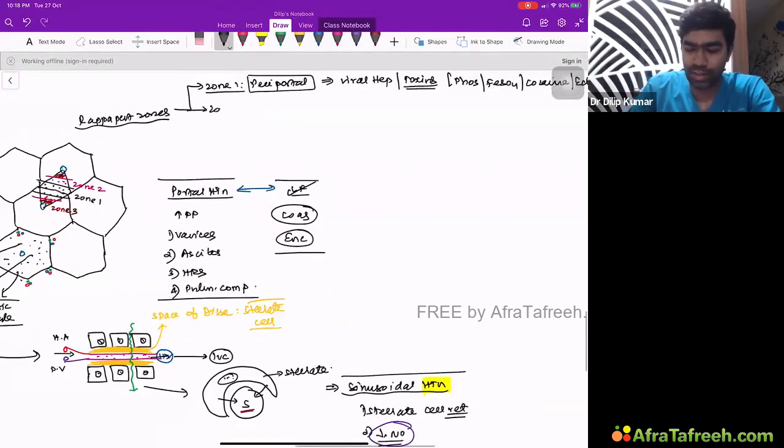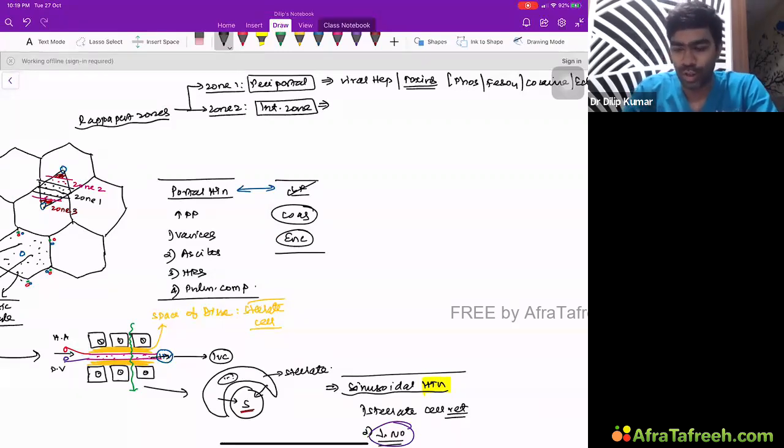And we have something called zone 2, that is otherwise called the intermediate zone. Not very important in reality. Clinically, again, this is one of the very unimportant zones. Typically affected in yellow fever. Remember, yellow fever is not even endemic in India. It's only endemic in Africa. We don't have yellow fever.